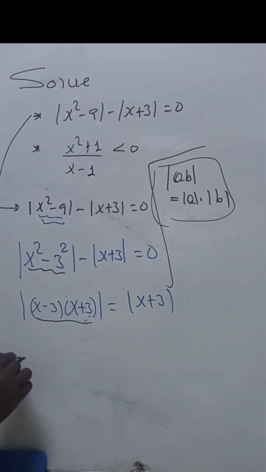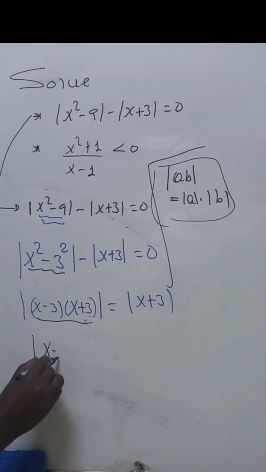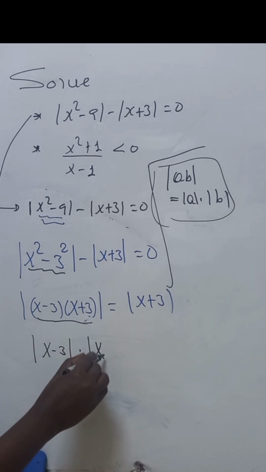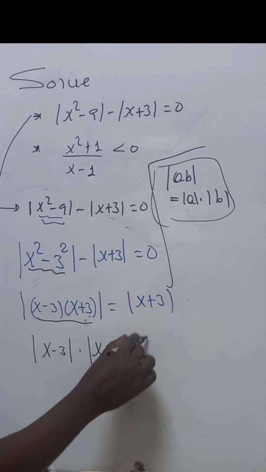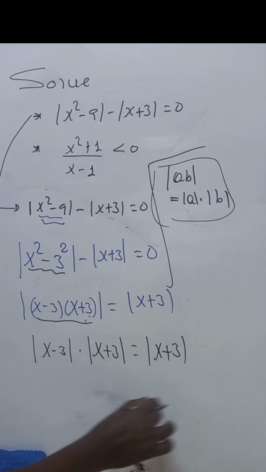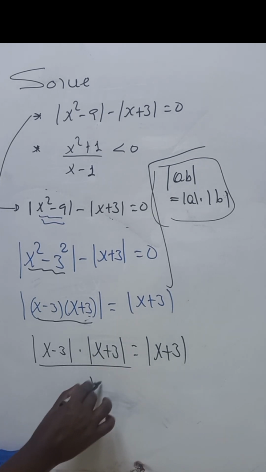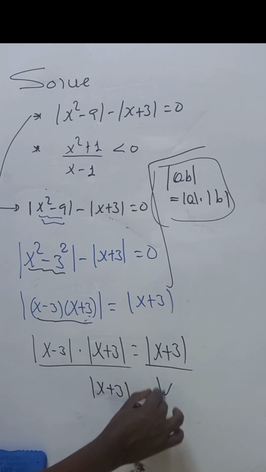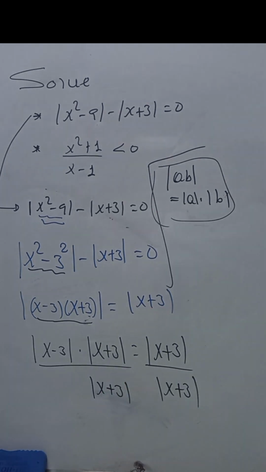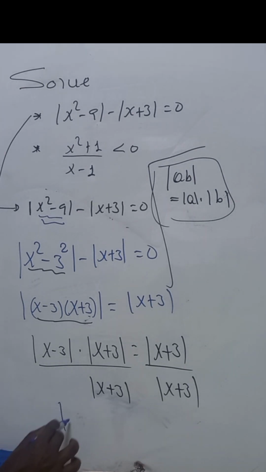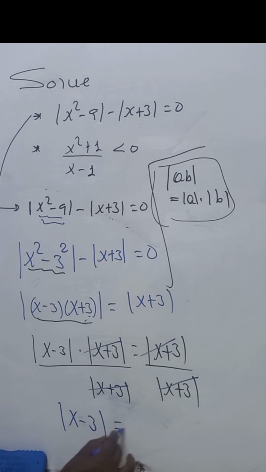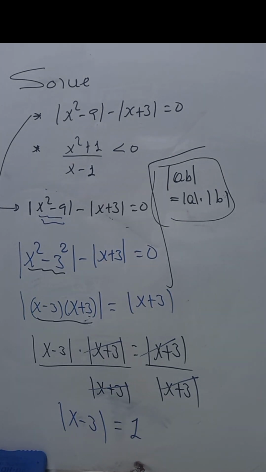So this is the reason why the modulus of x minus 3 times the modulus of x plus 3 is equal to the modulus of x plus 3. You can divide both sides by the modulus of x plus 3. Finally, we are left only with the modulus of x minus 3, because this is cancelled by this one, which is perfectly 1. Then, how could you solve this one?